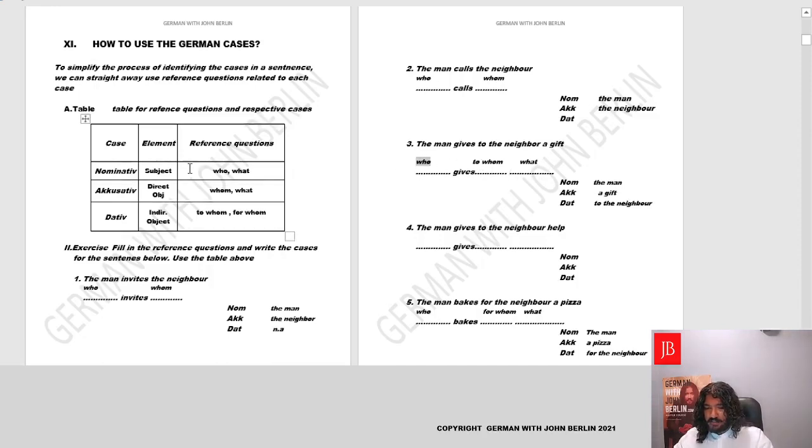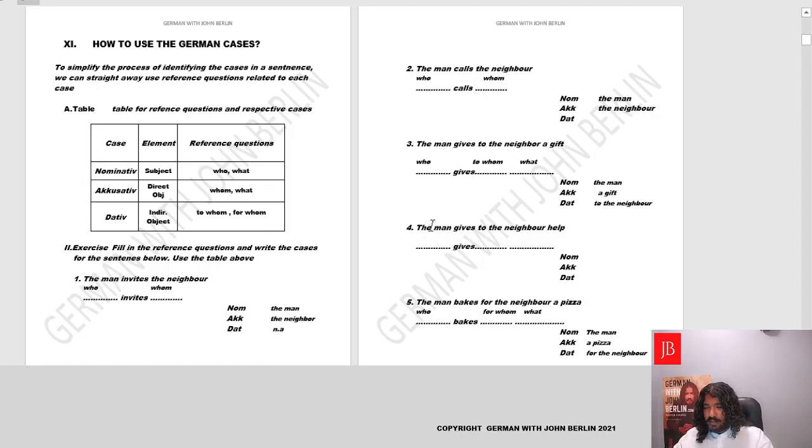Who, nominative, we'll write it here: the man. The man, nominative, gives to whom? Who's indirectly receiving the action? It's the neighbor. So to whom is dative. Could write it here. A gift. What receives the direct action? Basically a gift. So what? A gift. Perfect. In other words, who gives what to whom? Fantastic.